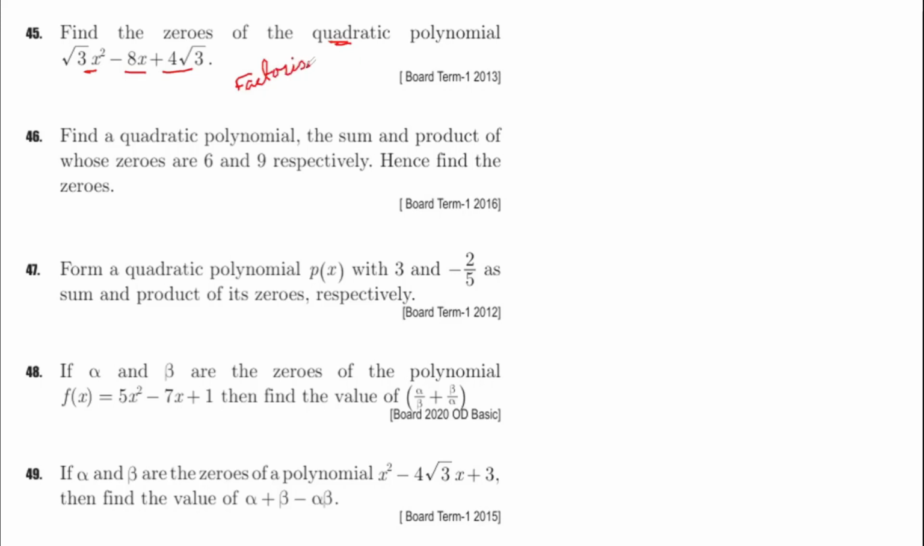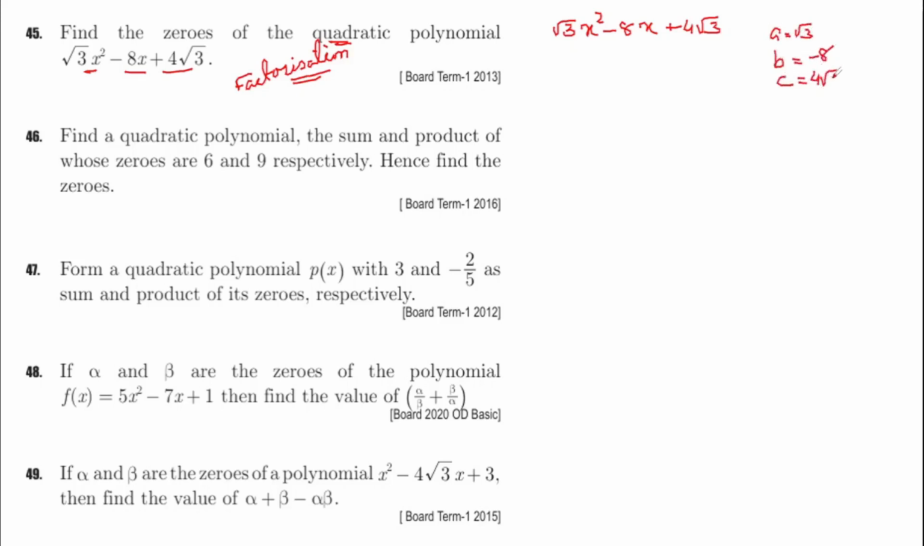But the problem is that here the terms are irrational. That means they contain some numbers which are under root. So let's try to solve this. In this question, if you write down the polynomial, this is root 3x² minus 8x plus 4 root 3. Now here a is root 3, b is minus 8 and c is 4 root 3.